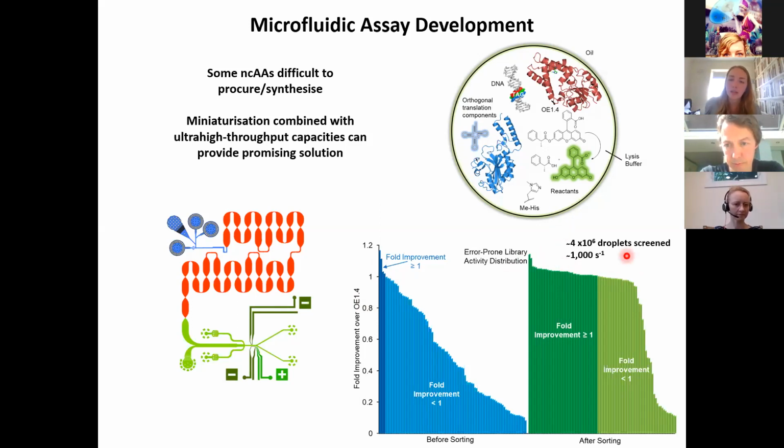I just want to highlight the scale of this experiment. Here I've screened about 4 million droplets at a rate of about 1,000 droplets per second. Microfluidics can also give you some really good information about sequence activity relationships. You can sequence all the clones that come out of either end of the sorting, and also hopefully pick out some really active clones as well.